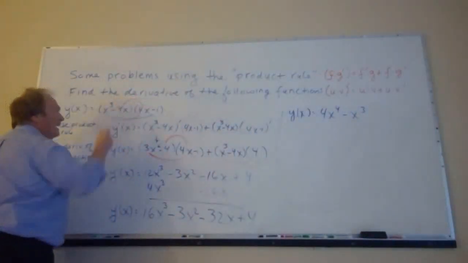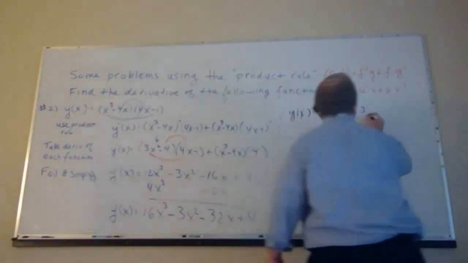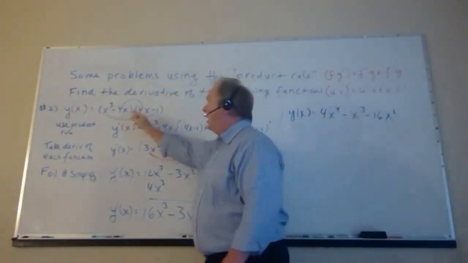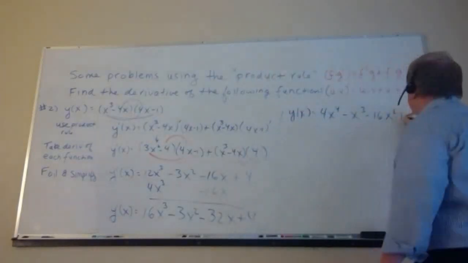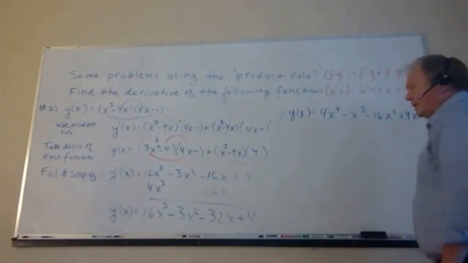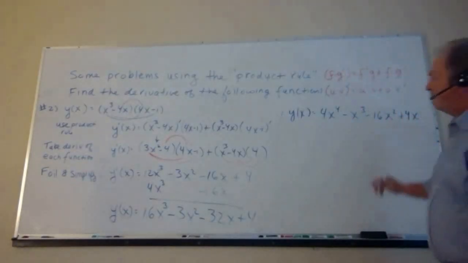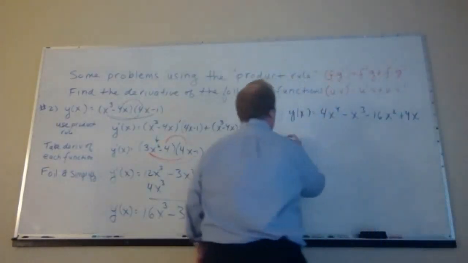And then I'm going to have a minus 16x squared. And finally, I'll have a positive 4x. And so let's see if we got the right answer, because we can do this pretty much by observation, right?